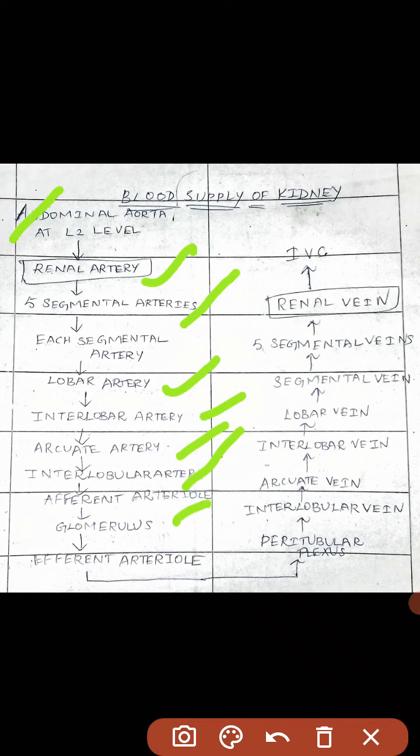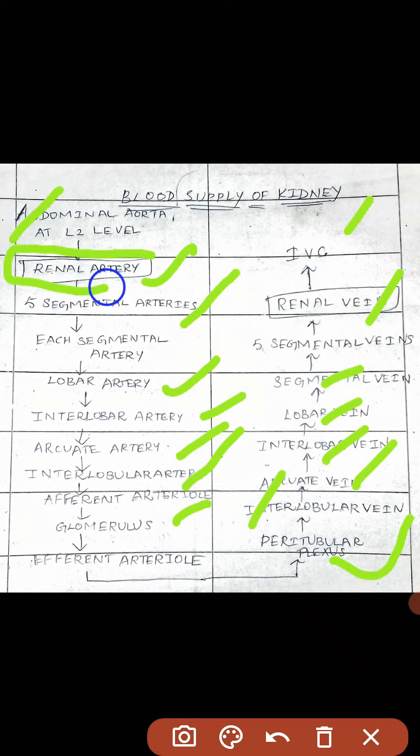And from the glomerulus, efferent arteriole drains the blood to the peritubular plexus, and from peritubular plexus the blood goes to interlobular vein, then arcuate vein, interlobar vein, lobar vein, then segmental vein. 5 segmental veins unite to form the renal vein, which finally drains to inferior vena cava. So the chief blood supply of kidney is by renal artery, and the chief venous drainage of kidney is renal vein.